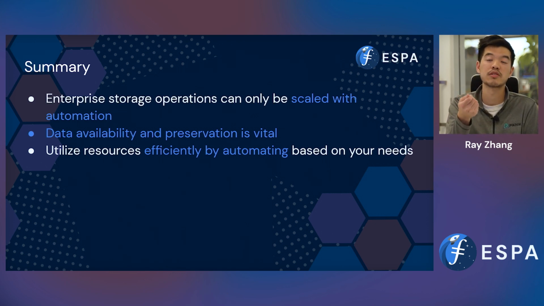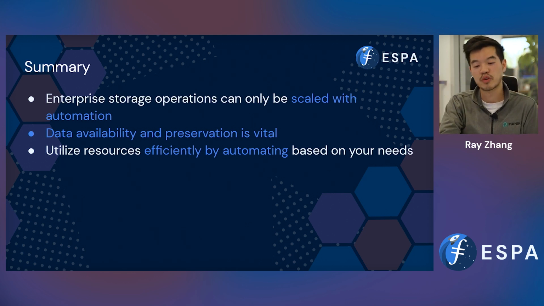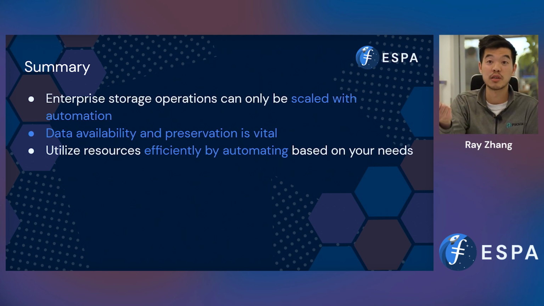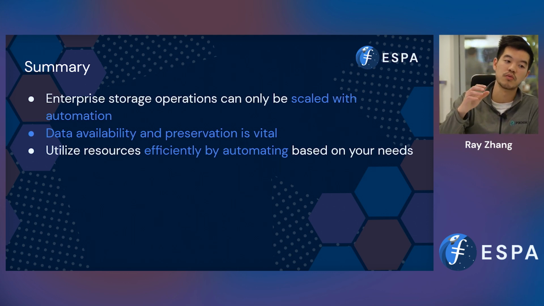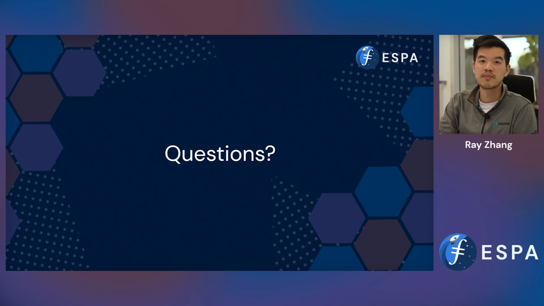And finally, utilizing resources efficiently by automating based on your needs. Your systems can only handle so much workload, and you also don't have unlimited fill to post collateral. So you need to figure out the most optimal way where your system's running smoothly and continuously. And that's it.